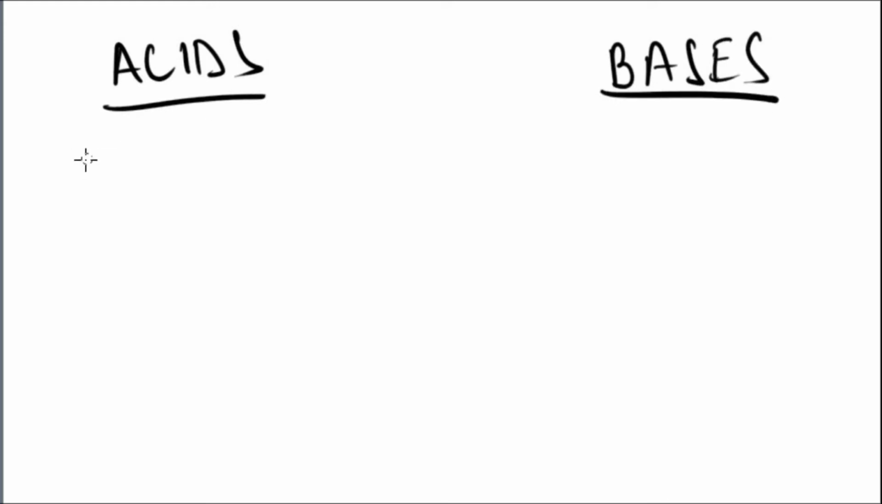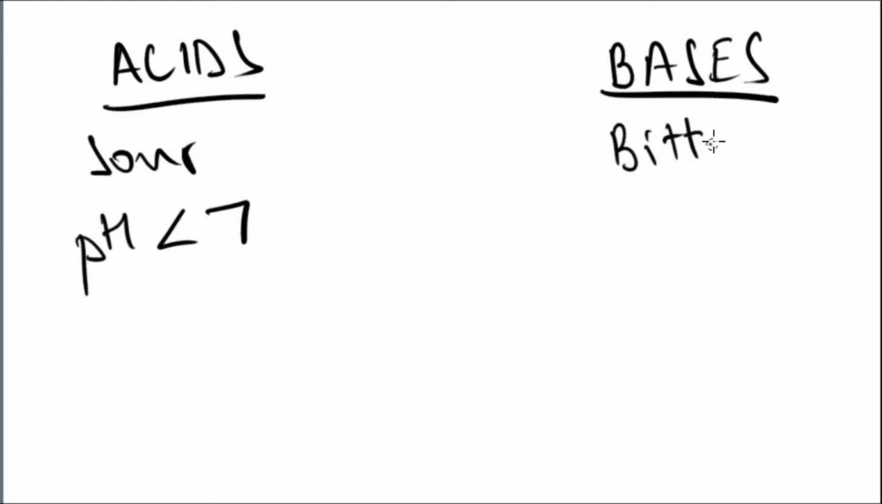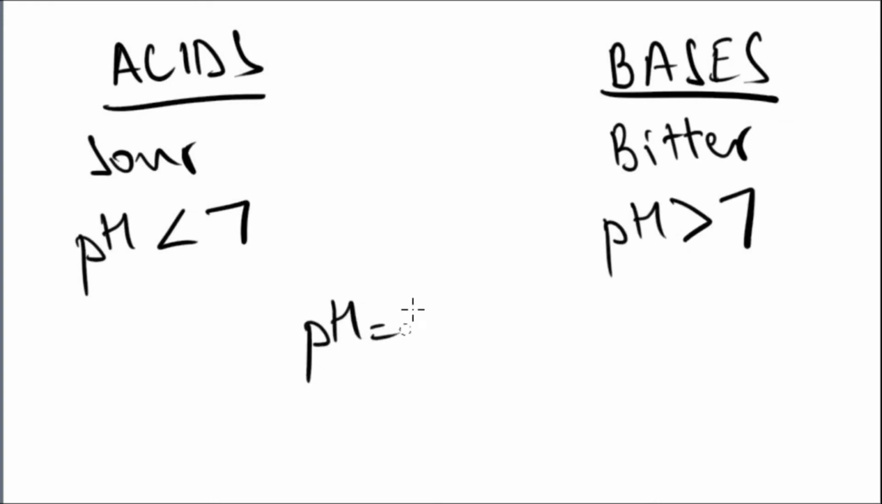Okay, now starting with today's lesson, in general, what are acids? What do they taste like? So acids are sour, and we know that on the pH scale, they are less than 7. Bases are bitter, and on the pH scale, they're more than 7. So the neutral pH is pH equal to 7. So below that is acid, above that is base.